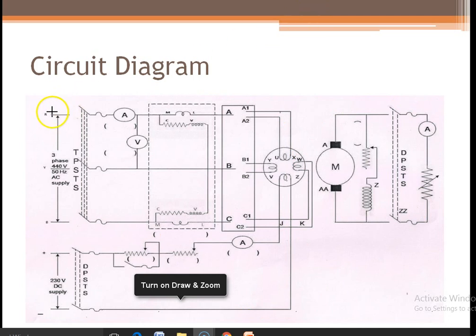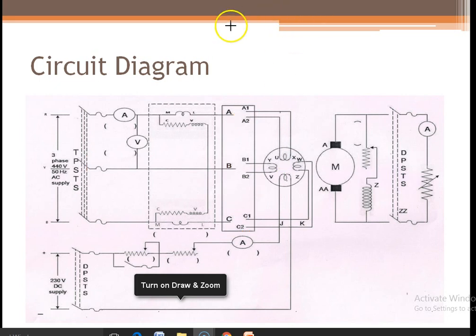So initially, what we are going to do is close the TPSTS. I am going to close this TPSTS, so that the three-phase supply is given to the machine. Using this starter, the synchronous motor is started. The synchronous motor is now started.